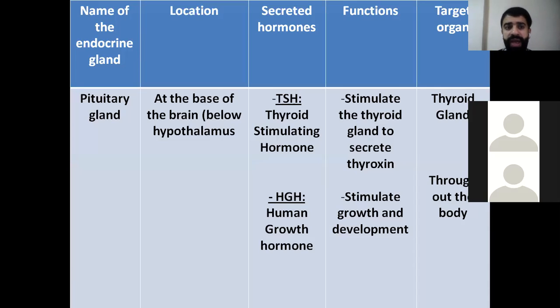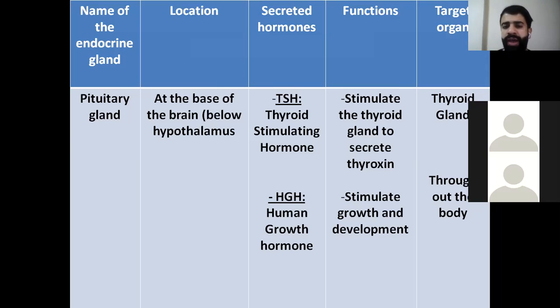the body. So we have first the pituitary gland. It's located at the base of the brain below the hypothalamus. It secretes two hormones: thyroid stimulating hormone, TSH, and human growth hormone, HGH. Thyroid stimulating hormone stimulates the thyroid gland to secrete the hormone thyroxine, and the human growth hormone stimulates the growth and development inside our body.